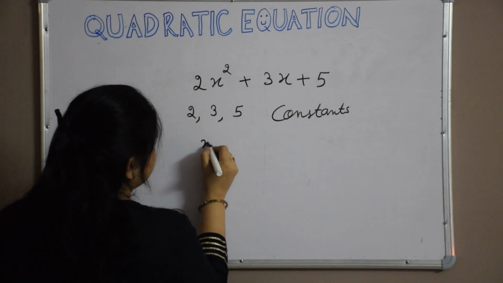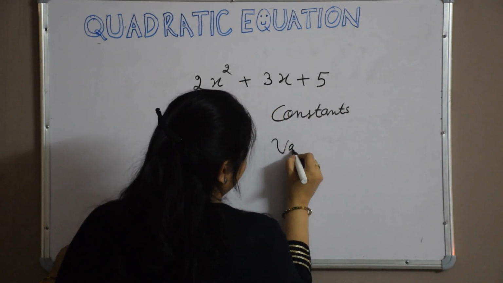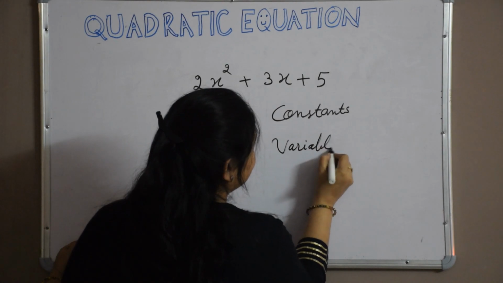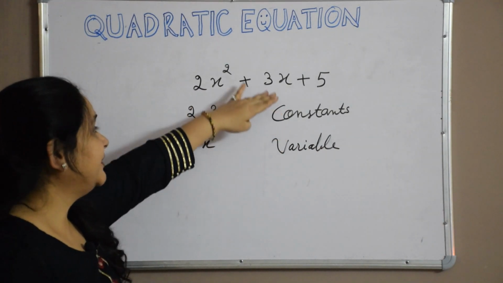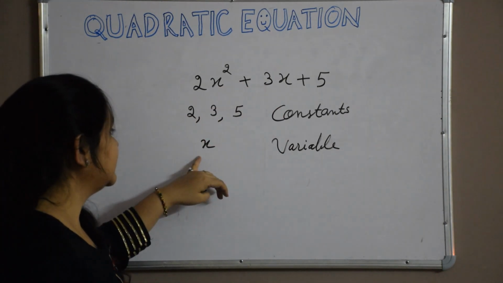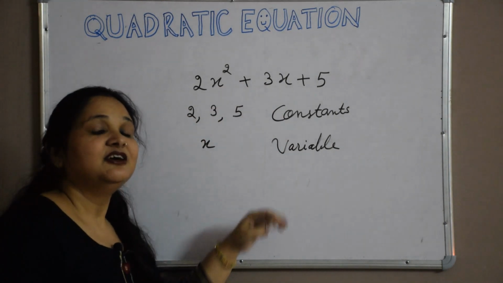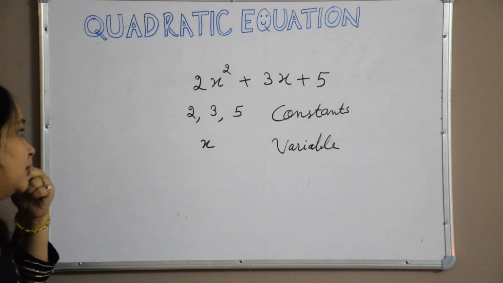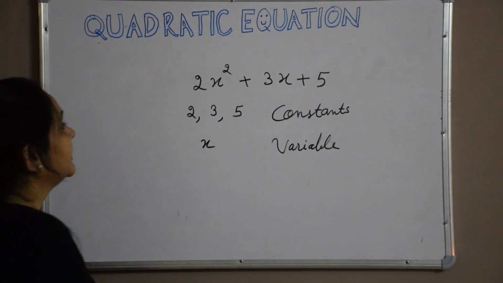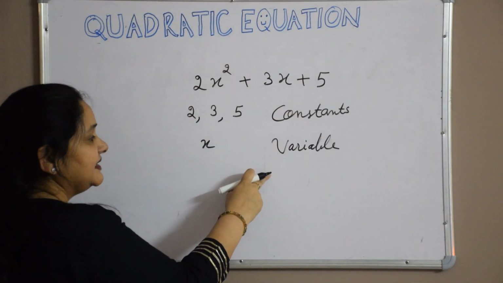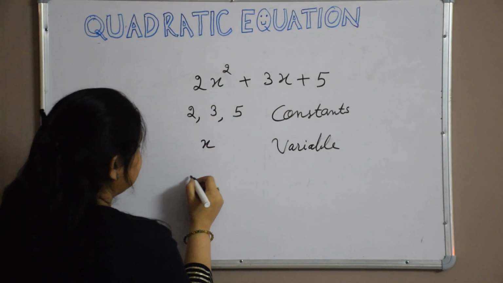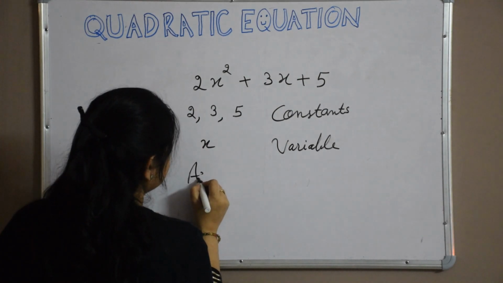Now we come to x. It is called a variable. Why is it a variable? Because it varies. According to the situation, according to the equation, it changes. So x is called a variable. Here we can change its value according to the situation. A combination of constants as well as variables is called an algebraic expression.